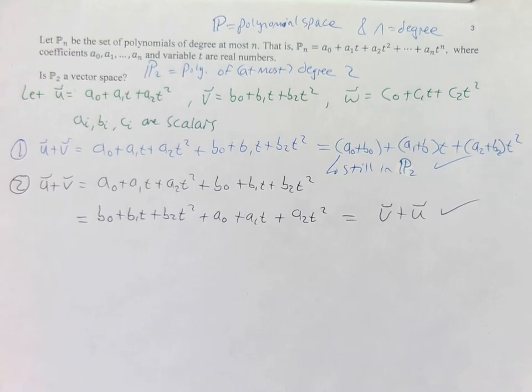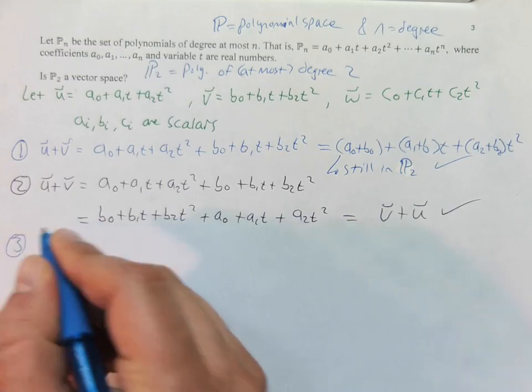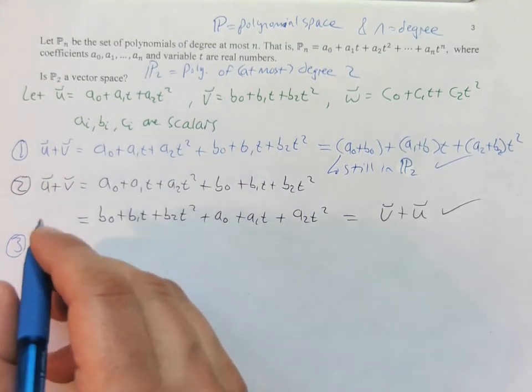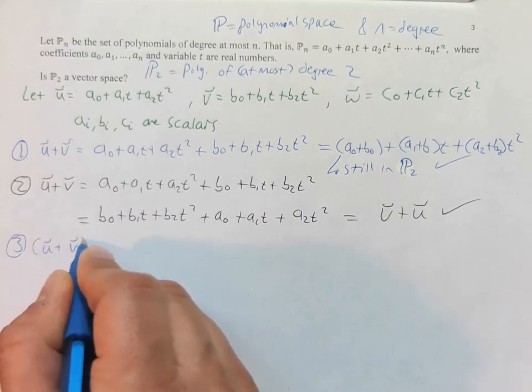So number 2 got shown. We showed number 2. Number 3 says we should be able to regroup the way things are added. So let's add u, v, and w. Group them u plus v first, and then it'll be a bunch of terms, and we can just regroup them and show that we did that. This is mostly just a lot of writing. This shouldn't be terribly hard to think about.